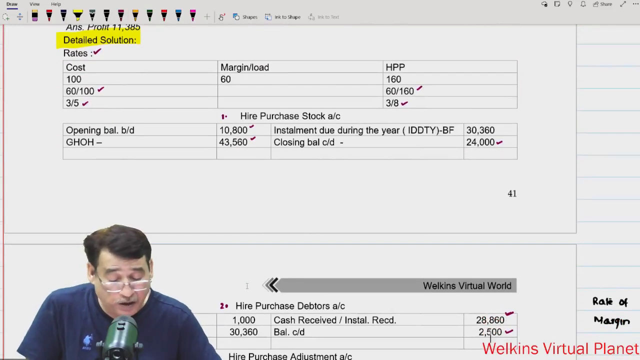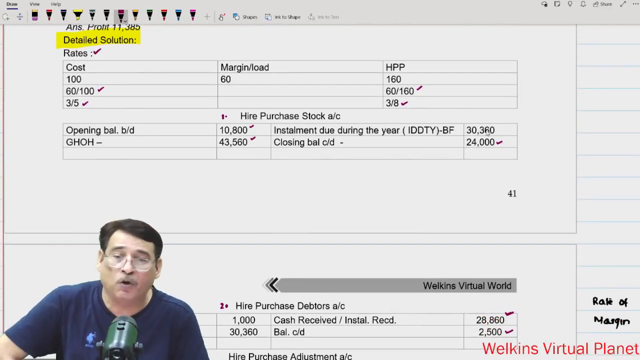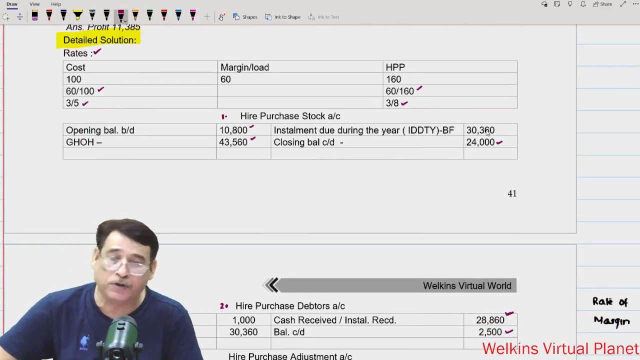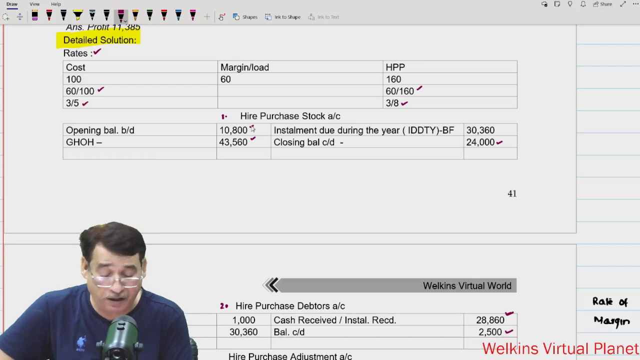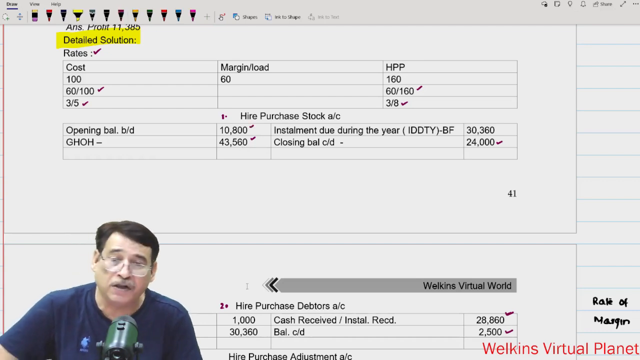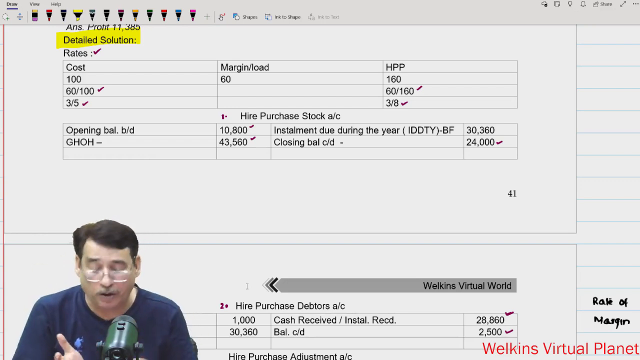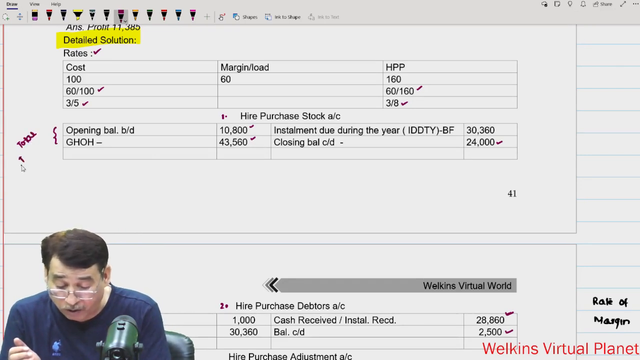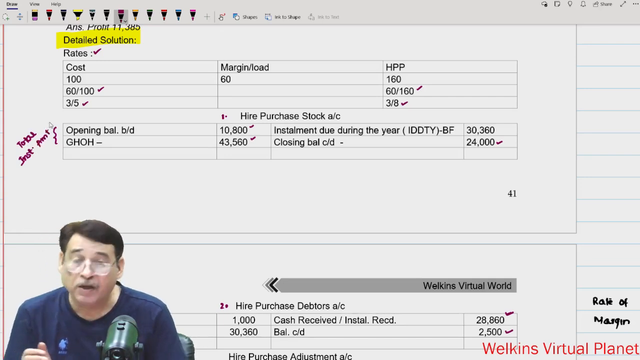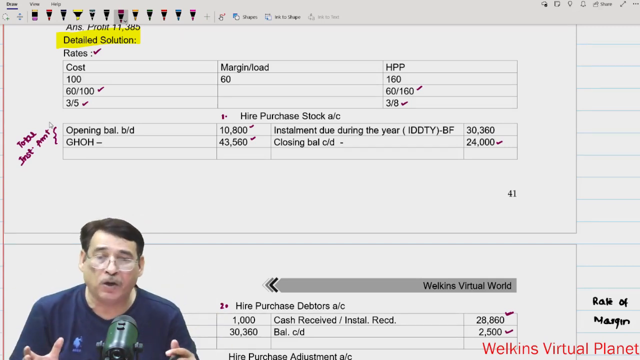And in this particular account, we have three entries. So obviously, we are going to first of all close out this particular account. Now here, opening balance 10,800 is given, 43,560 is given. This total reflects the total installment amount. If I add both these two, it simply reflects total installment which we are supposed to receive from the customer. Correct? This is the total installment amount.